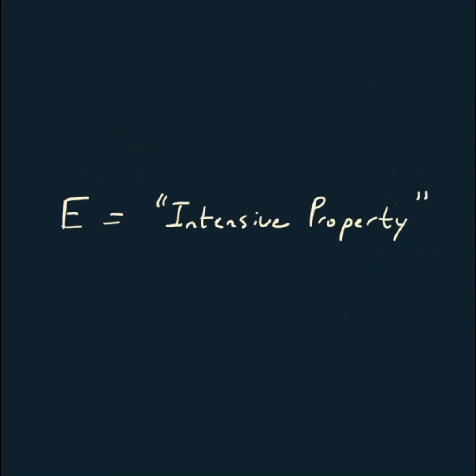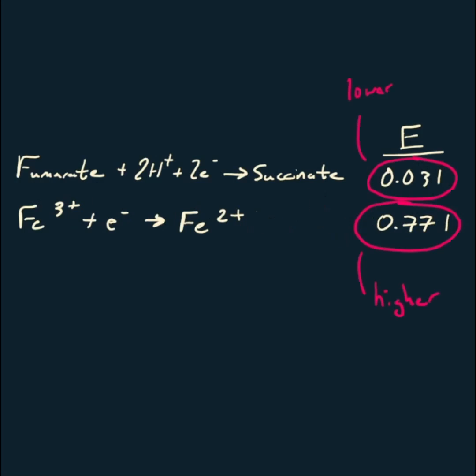A final point I want to mention about this equation is that our E value, our reduction potential, is an intensive property. This means that if the electrons from one equation aren't enough to cancel out both sides of a reaction, and you have to multiply it by a certain value, you do not multiply that value to the voltage. So let's see what I mean by that.